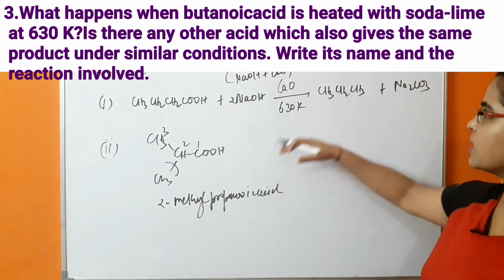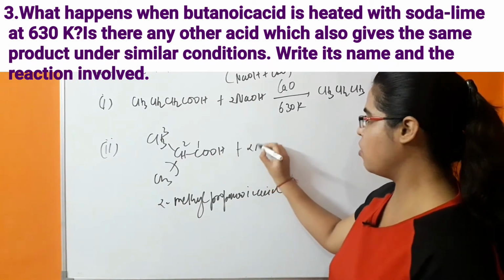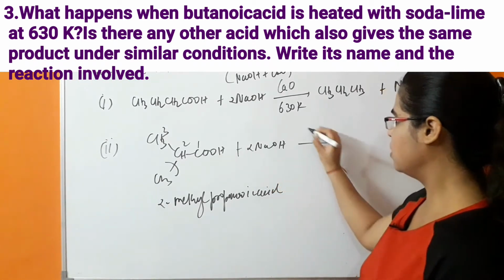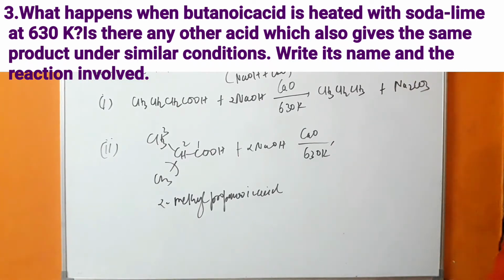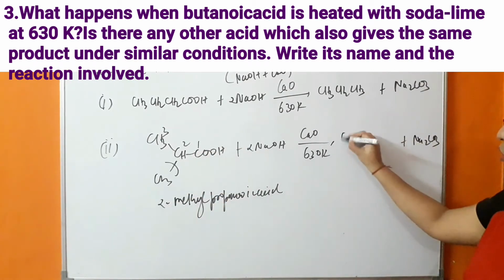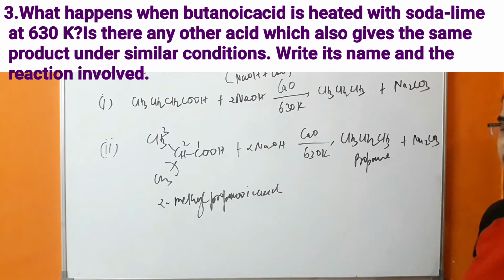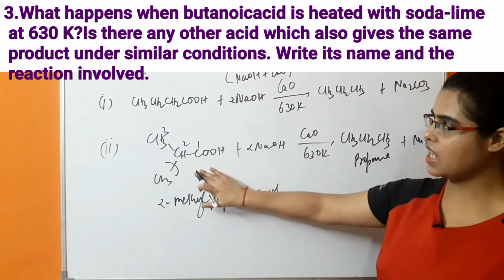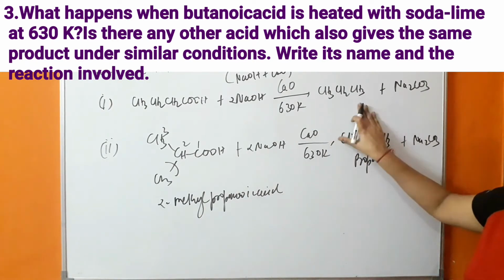So let's see in this case whether the preparation of propane will take place or not. In the presence of soda lime at a temperature of 630 Kelvin, decarboxylation will take place. It means the removal of Na2CO3, that is sodium carbonate. So there will be formation of propane. This reaction is also a descent of series. So in this case, we can take either of the two acids for the preparation of propane by decarboxylation.